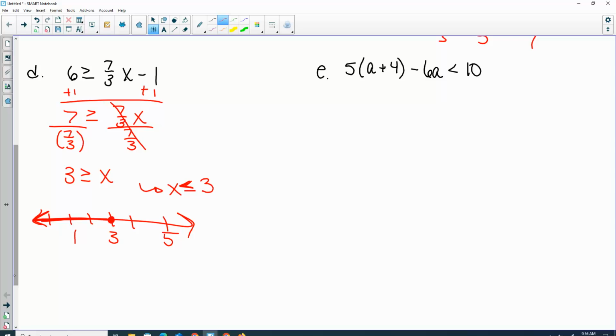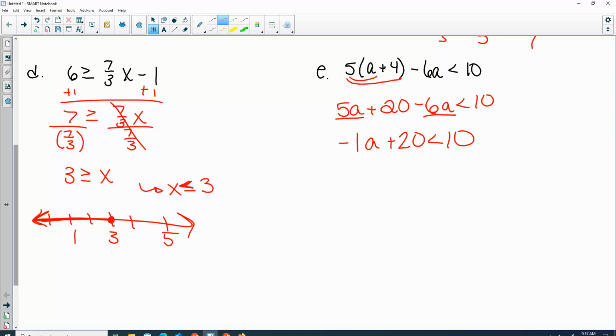D. Noah, what would I do first? Multiply. So 5a plus 20. Alright, so the 5a and the negative 6a are on the same side. So Aiden, when I combine those, what do we get? Negative 1.